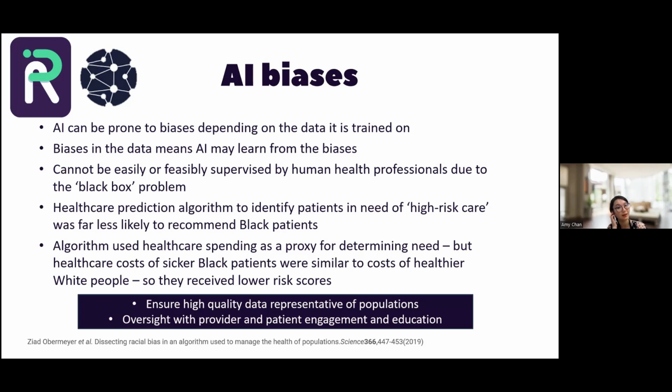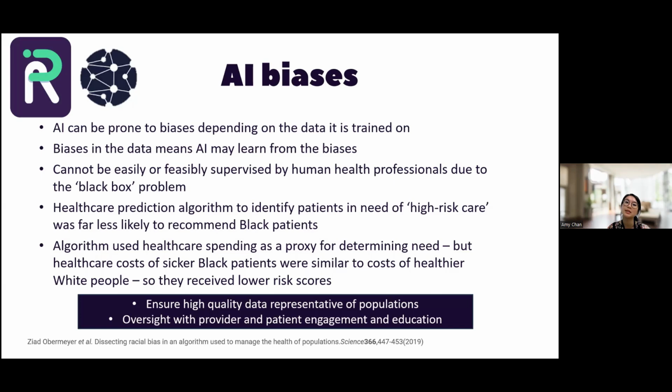But the problem here is what they found is, because of income disparity, that sicker Black patients were actually a similar cost to healthier white patients. And so they received lower risk scores. So there was something along here around the healthcare costs, and that because of income disparity, they were less likely to spend even though they were sicker. And so cost was not an accurate proxy for determining need.